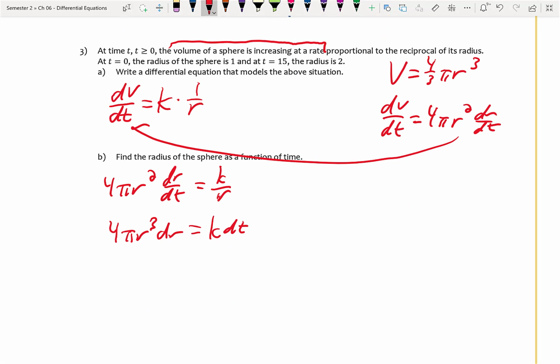Now we integrate. This is going to be pi r to the 4th equals kt plus c. Then it says at time equals 0, the radius is 1. This means I have an ordered pair of (0, 1). So if I plug 0 in for t and 1 in for r, I get pi is equal to c.